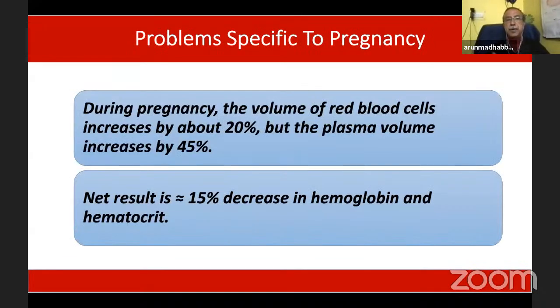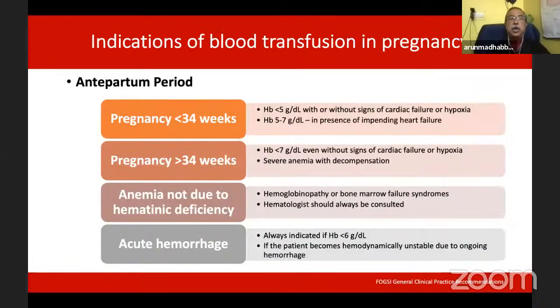We have specific problems in pregnancy. We know that during pregnancy the red cell volume increases by 20%, but the plasma volume increases by 45%. There is a net deficiency of around 15%. So we have to remember this hemodilution in our mind.